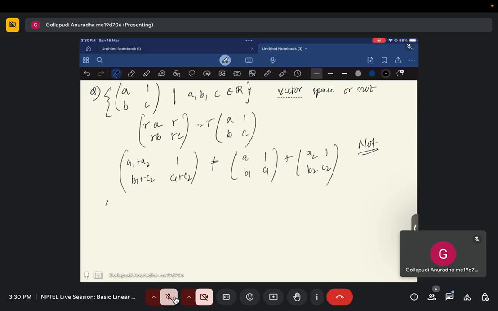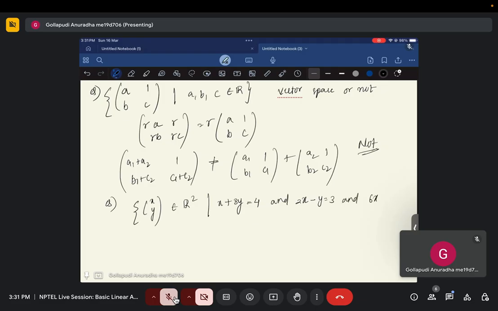Okay, so one more question. x, y belong to real numbers, and the conditions are 3y is equal to 4, and 2x minus y is equal to 3, and also 6x plus 4y is equal to 10.